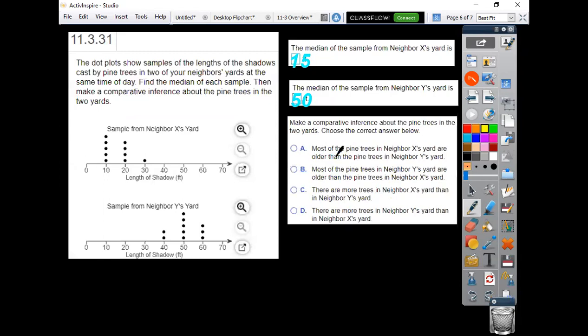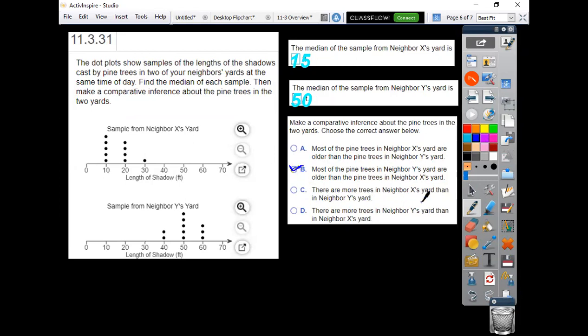So which one of these statements over here? Most of the pine trees in neighbor X's yard are older. No, the older trees would have a longer shadow, I would think. So most of the pine trees in Y's yard are older. I think that one is going to be what sounds good, but let's see what we get in these other two.